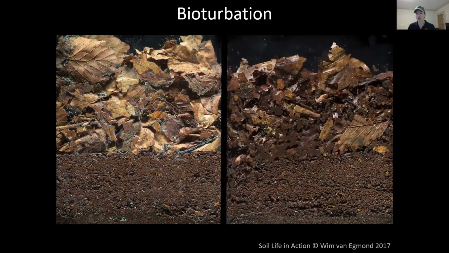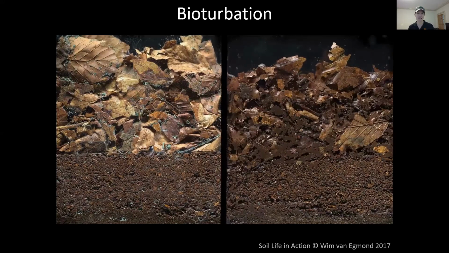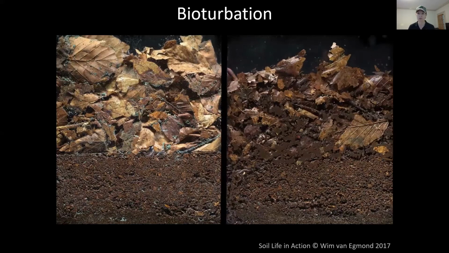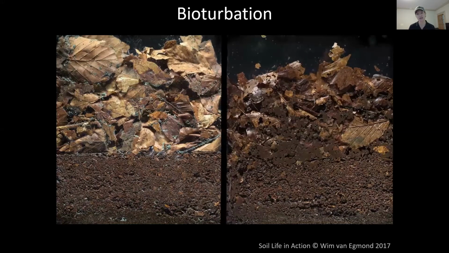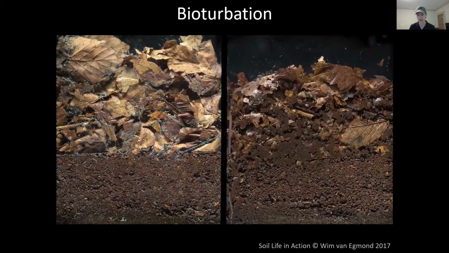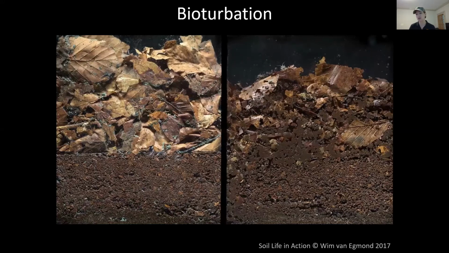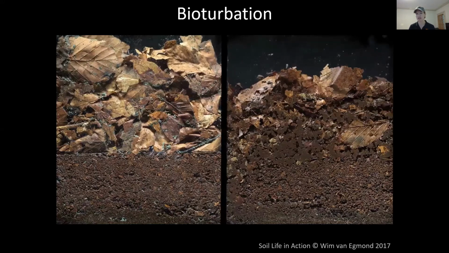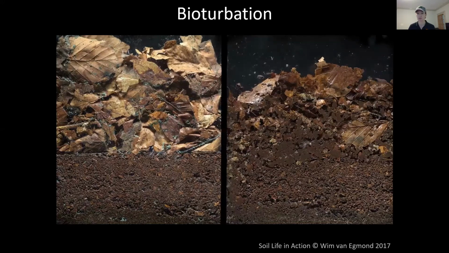They're breaking up the larger pieces, and this gives more surface area for bacteria and fungi to access and decompose this leaf litter further. They're also dragging the pieces down into soil, mixing it into the soil layer, kind of acting like little plows. The activity up and down into the soil also helps aerate the soil and improves water infiltration into soil.